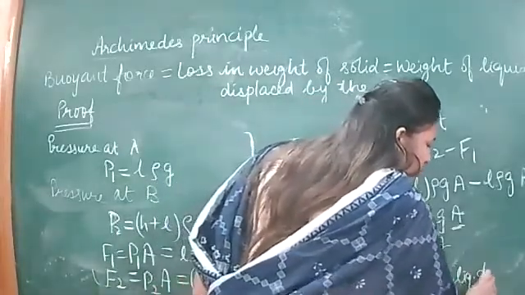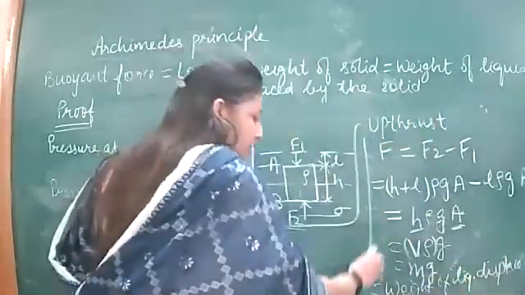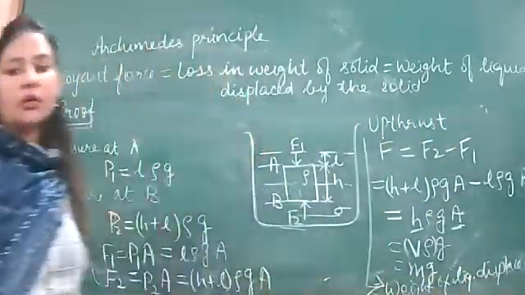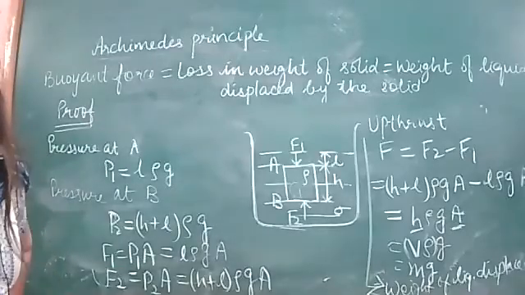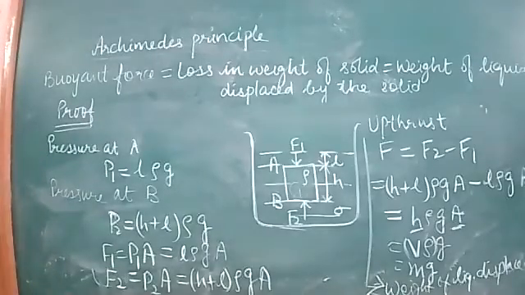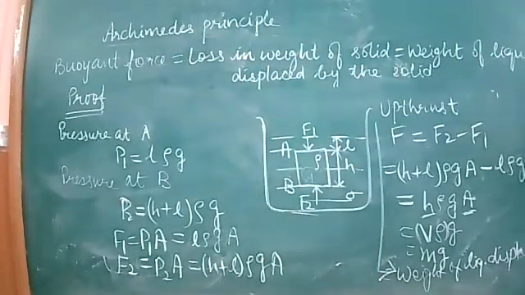Weight of liquid displaced. So we have proved that upthrust or buoyant force is equal to the weight of liquid displaced, which is Archimedes principle. So this is the proof of Archimedes principle, that upthrust is equal to the weight of liquid displaced by the solid. Look at it carefully. So this is the whole proof of Archimedes principle.